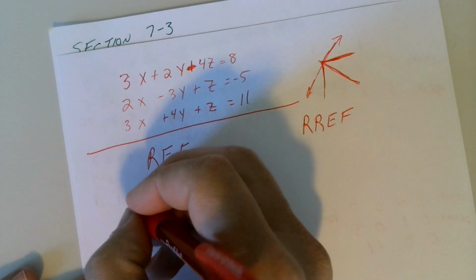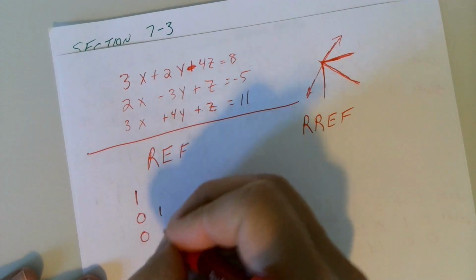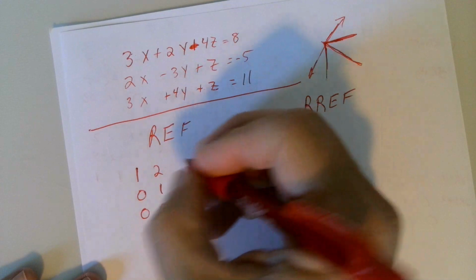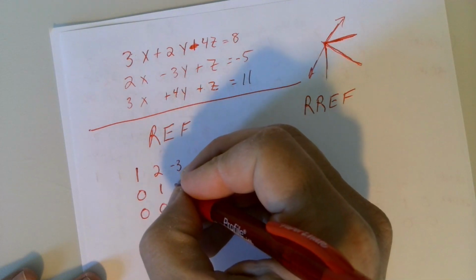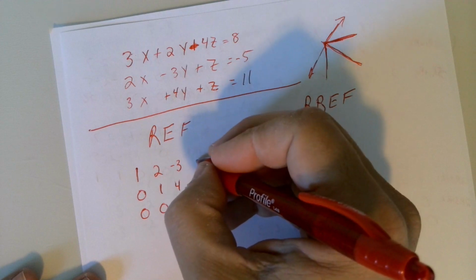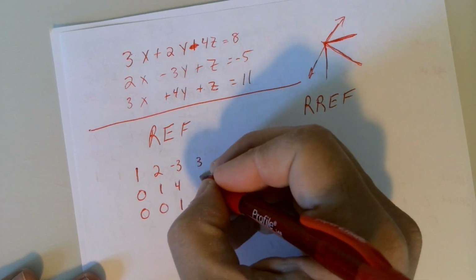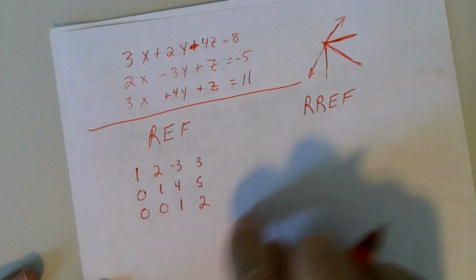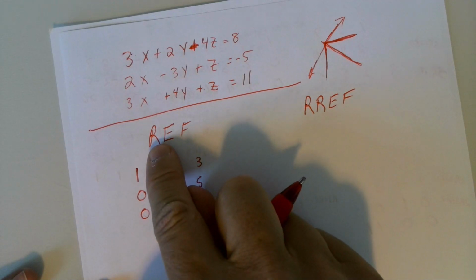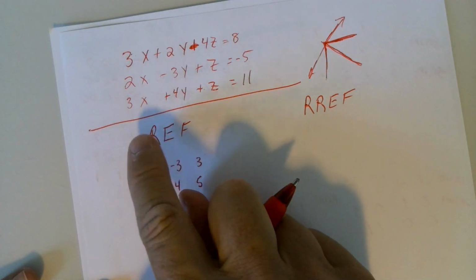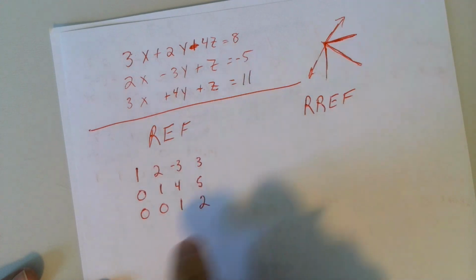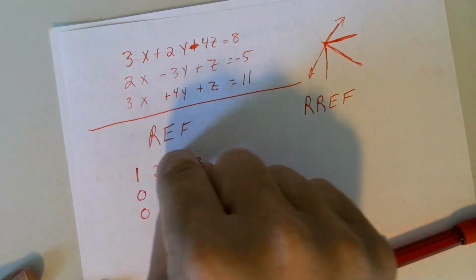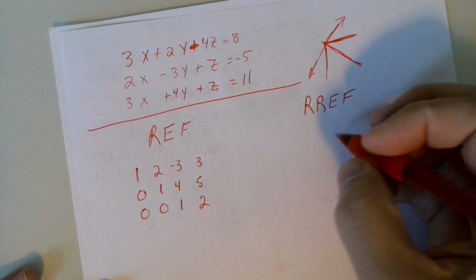Well, an REF looks like this: 1 0 0 1 0 1. It looks like these three locations, and then there'll be other numbers in here. Let's say this is 2, this is negative 3, this is 4, and then over here maybe you got a 3, a 5, and a 2. Okay, so this is what an REF looks like. It stands for reduced, or excuse me, row echelon form. Row echelon form. And it almost looks like on this diagonal you have the identity matrix right there, except we don't have the zeros in these spots. That's what RREF stands for.